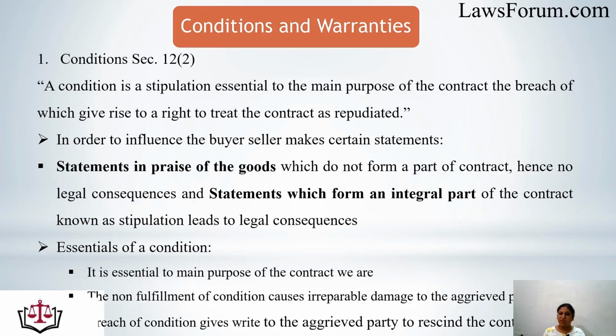What is the meaning of condition? Section 12 subsection 2 defines it: a condition is a stipulation essential to the main purpose of the contract, the breach of which gives rise to a right to treat the contract as repudiated. Means a condition is a stipulation which has become an essential part of the main purpose of the contract. In any case, if there is a breach of condition in any contract, the other party has a right to repudiate the contract.